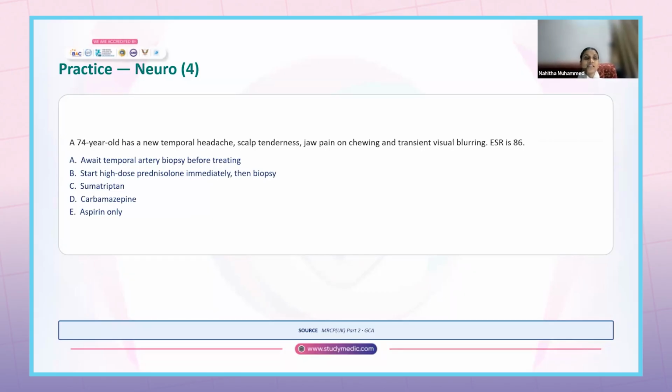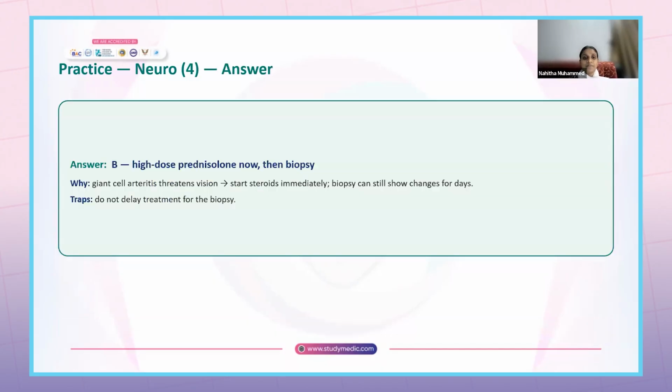A 74-year-old has a new temporal headache, scalp tenderness, jaw pain. ESR is high. So here the answer is B. Start high dose prednisolone and then biopsy.